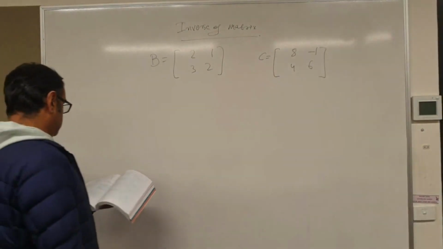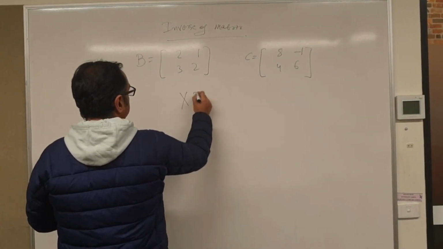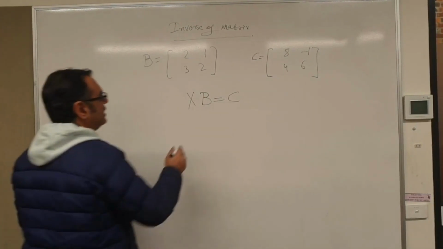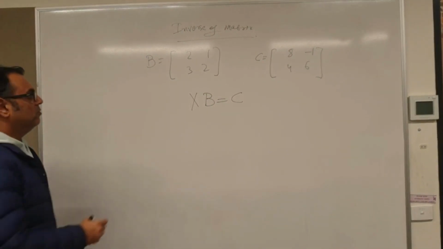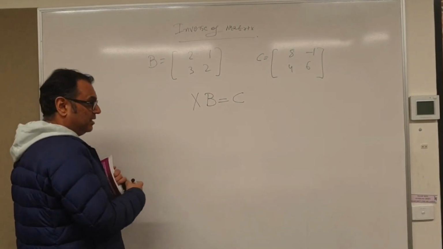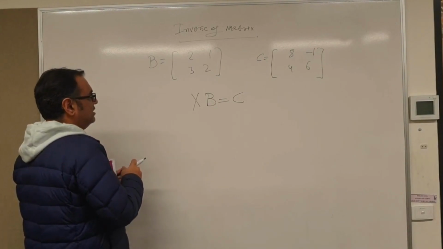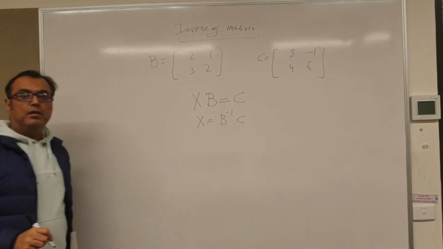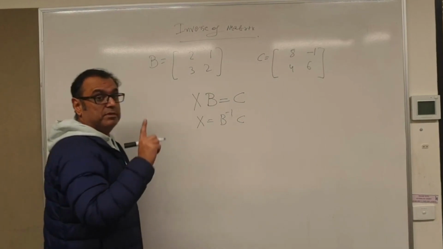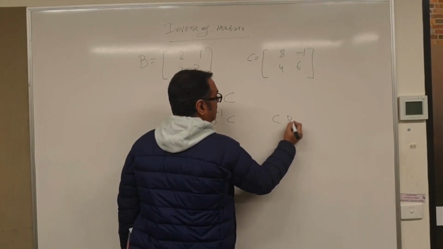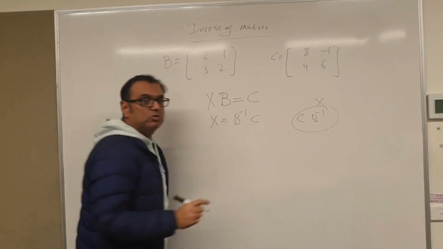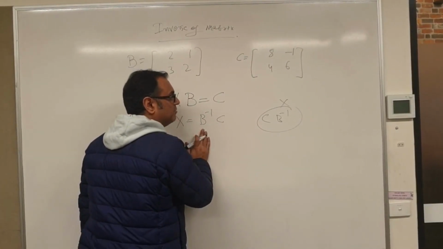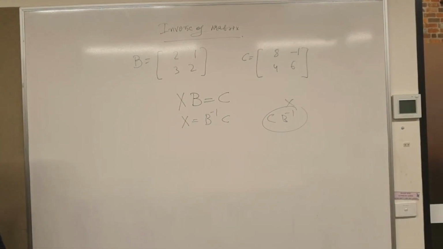And let's say you've got a question like this: x times B equals C, and you're asked to solve for x. Now, I just explained the algebraic way of doing it: you take the B to the other side. So x is B inverse C, right? Mind you, never do it like this, C times B inverse. No, don't do this. In the world of matrices, order is very important. The inverse matrix comes first, followed by the other matrix. Alright?